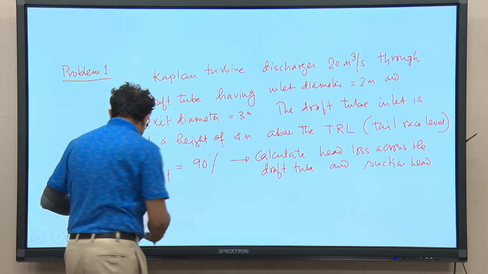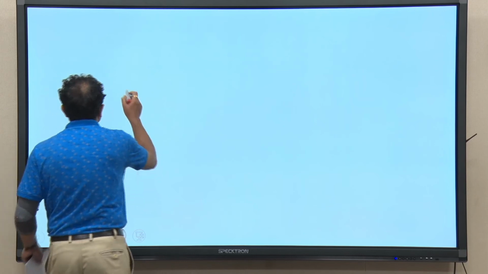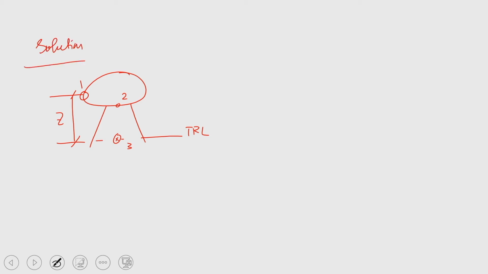So, if we quickly solve this problem, first we need to draw the schematic depiction. So, this is the draft tube. Okay. So, this is the tail race level. You know that this point, say, is point 2 and this is point 3, okay. And this is basically Z. As we have discussed, the height difference between point 1 and point 2 is not very high. So, this is point 1. So, we are trying to solve the problem. Okay. So, you can understand.